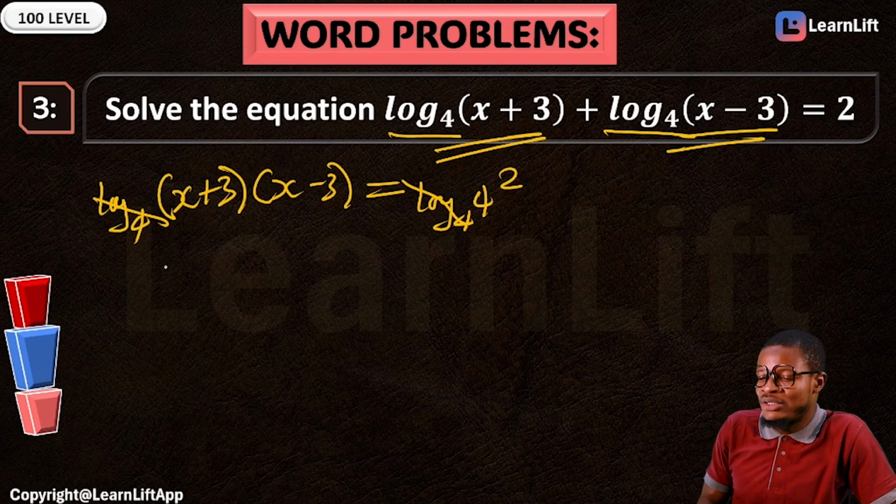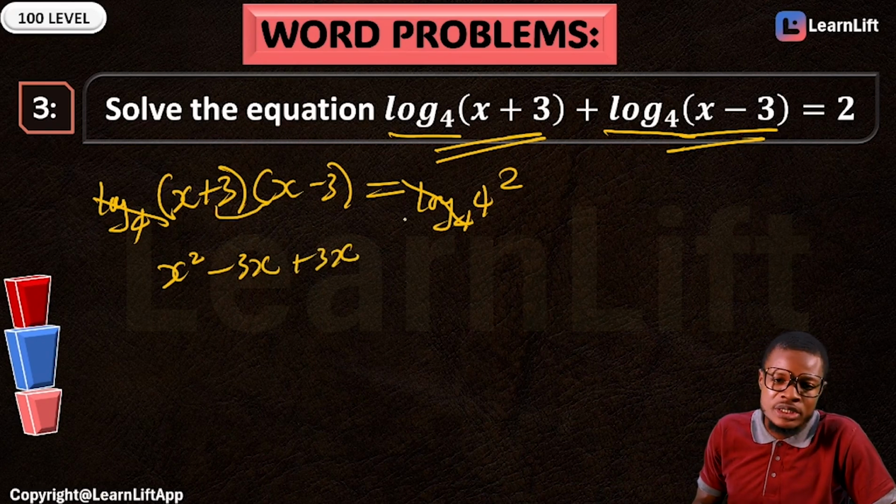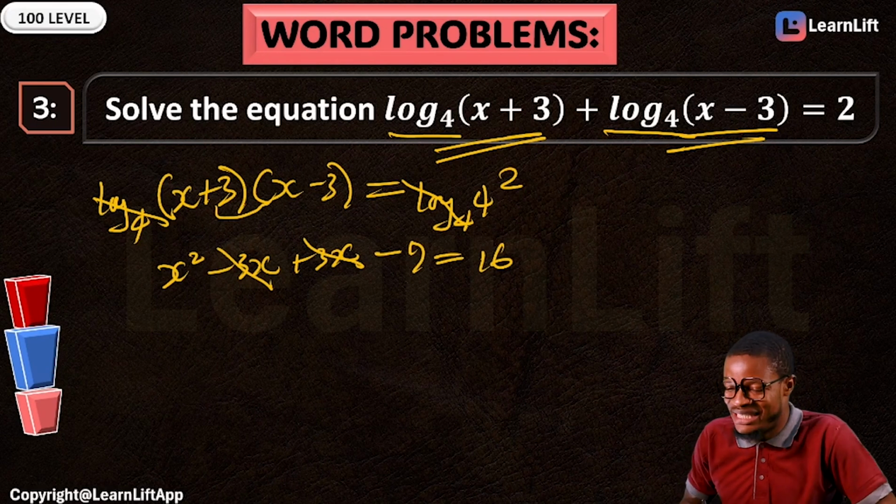Your x times x is what? X squared. X times minus 3 is what? Minus 3x. This and this, what will it give me? Plus 3x. Minus 3 times plus 3, what is it going to give me? Minus 9 is equal to 4 squared. Is how many? 16. So can this guy cancel this guy? Yes.